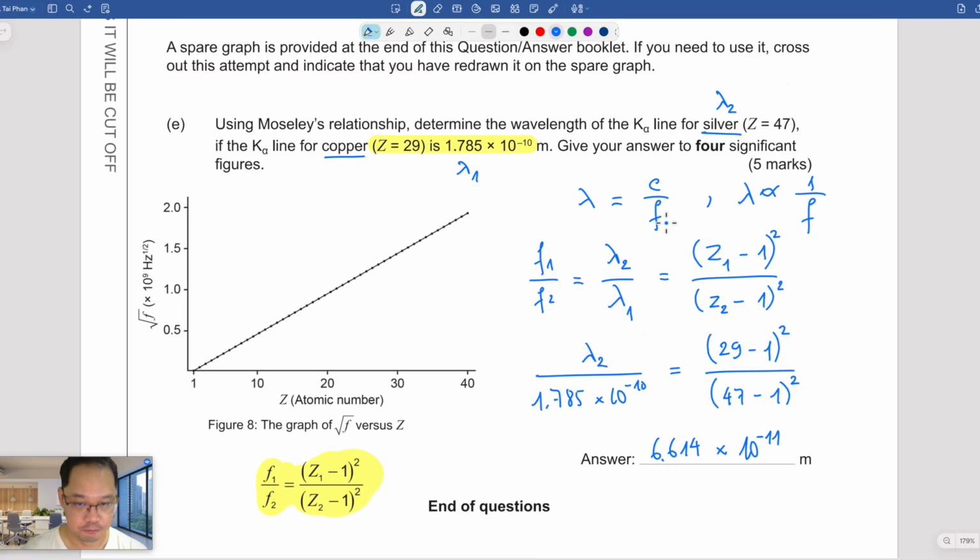So basically it's just understanding the statement from the beginning of the question and the relationship between lambda and frequency, which is the inversely proportional relationship.